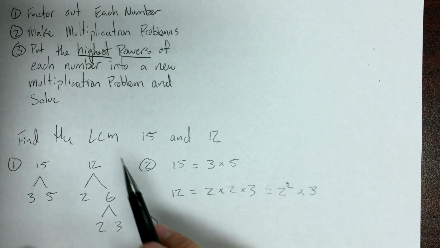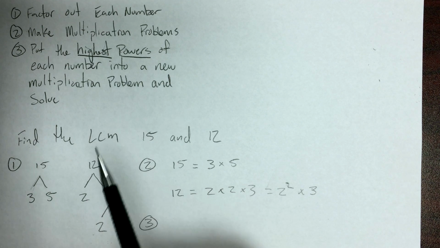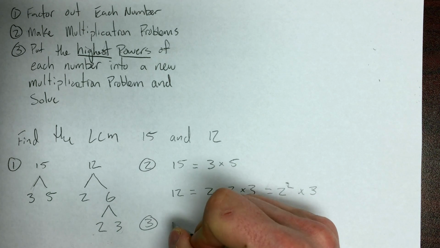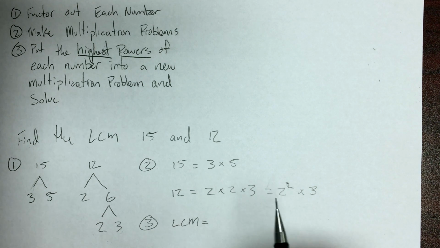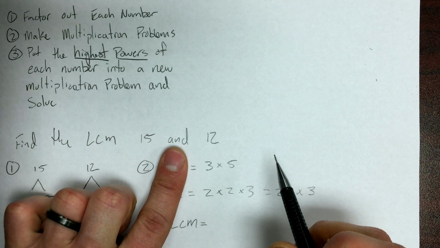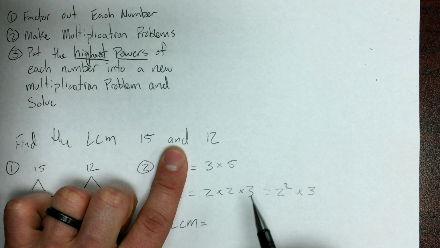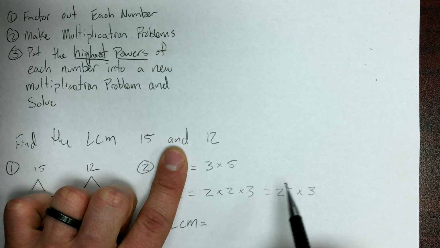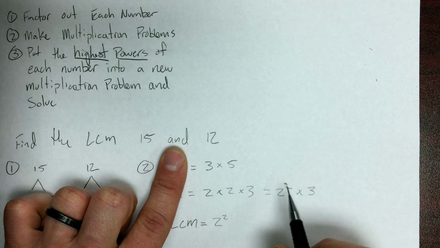Let's move on to step number 3. We're going to put the highest powers of each number into a new multiplication problem and solve. So we're going to say that the LCM equals the highest power that we're working with. Let's forget these numbers right here, and let's say that we're working with 2's, 3's, and a 5. So what's the highest power of the 2's? Right here, 2 to the second power. So now we can forget the 2's.